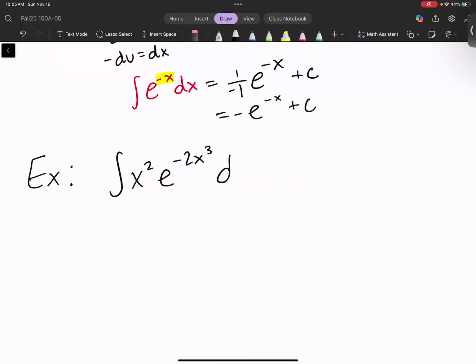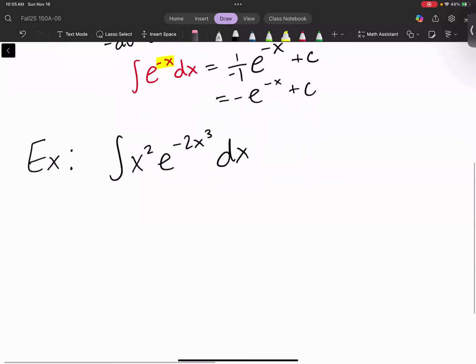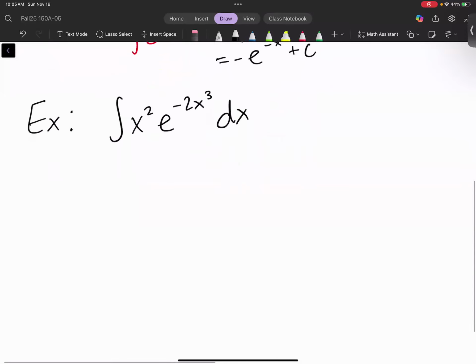Again, we did an example with an exponential function in 5.5. So go ahead and try this. Pause the video. Okay, hopefully you paused. So remember the inside function is our exponent.